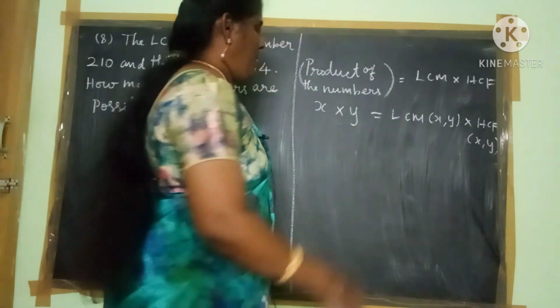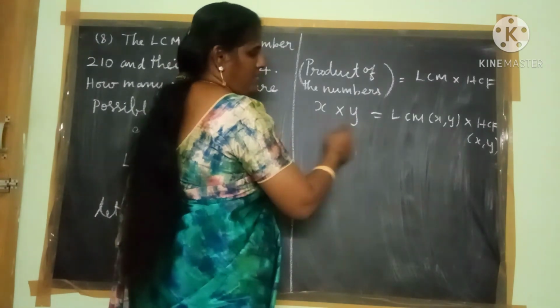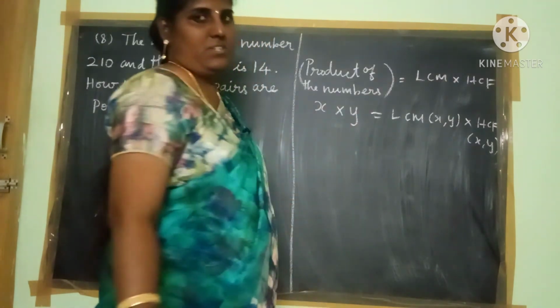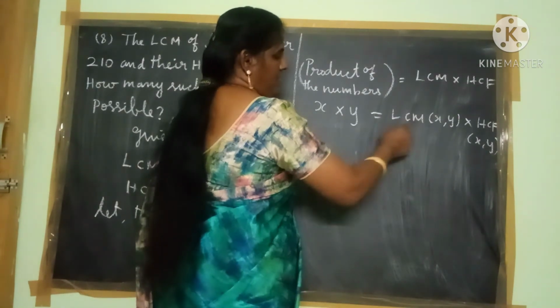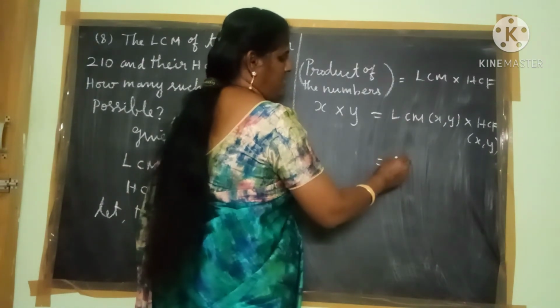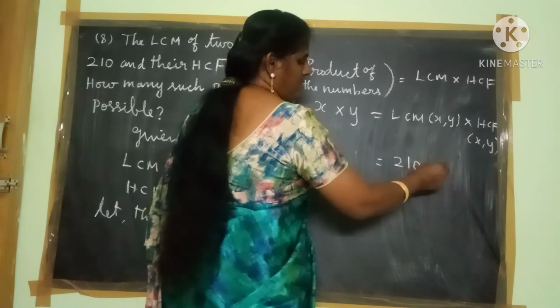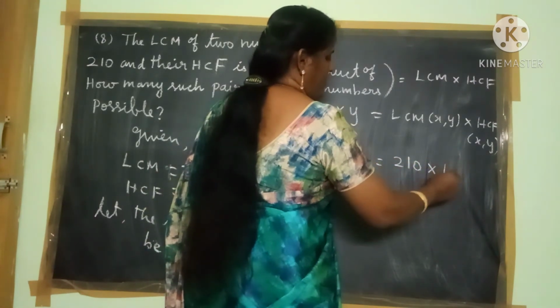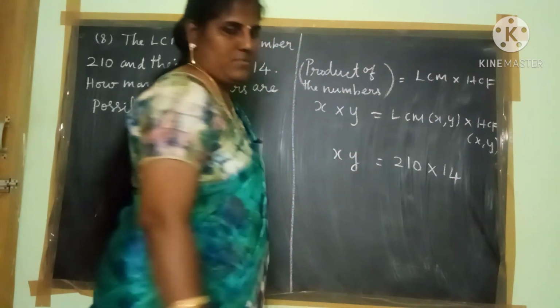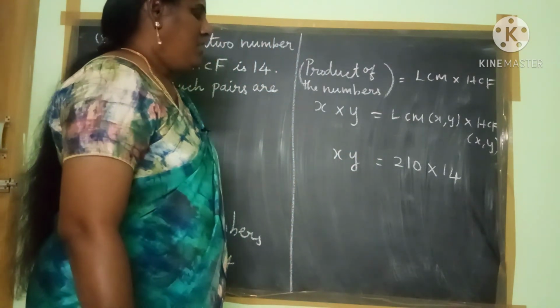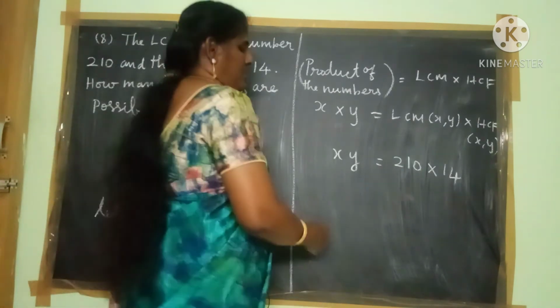Yes, children. Let us take the numbers. We don't know what the numbers are, both the numbers we don't know. So just see this. First take the LCM. What is the LCM? 210 into 14. So this number is X into Y.